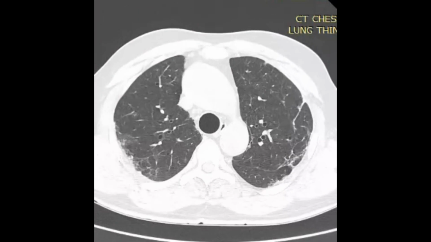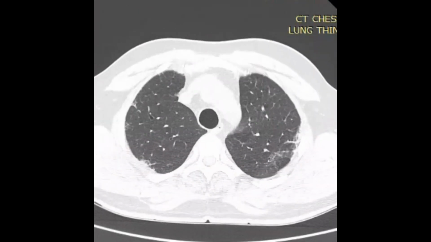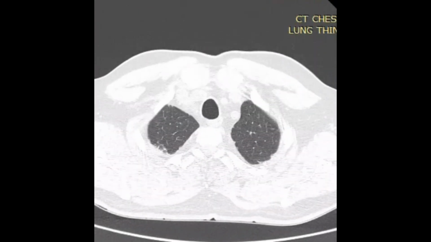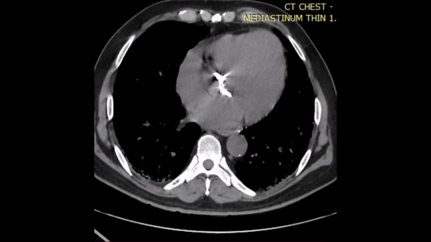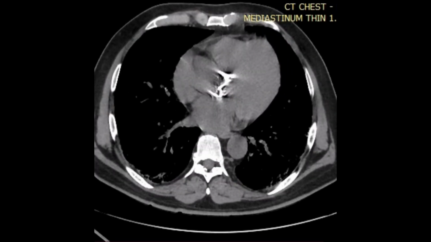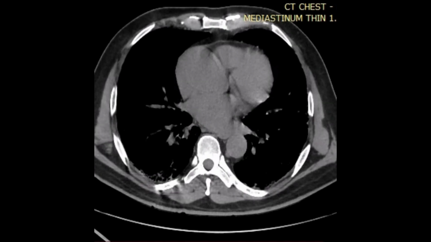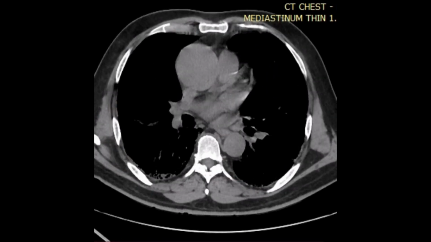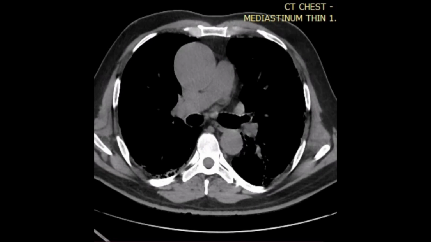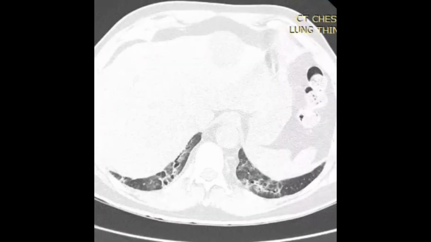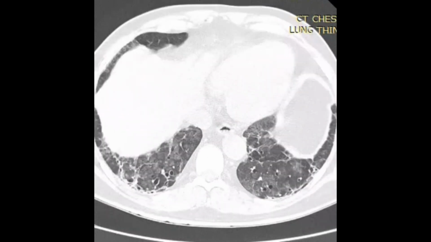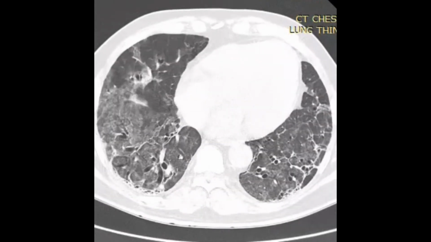All the findings are consistent with non-specific interstitial pneumonia. Yes, all the findings are very much consistent with non-specific interstitial pneumonia. The echo had revealed findings of typical critical aortic stenosis. So that's why there is so much calcification with post-stenotic dilatation of the ascending aorta. So now the probable diagnosis is critical aortic stenosis with non-specific interstitial pneumonia.